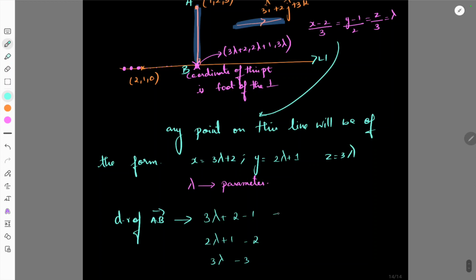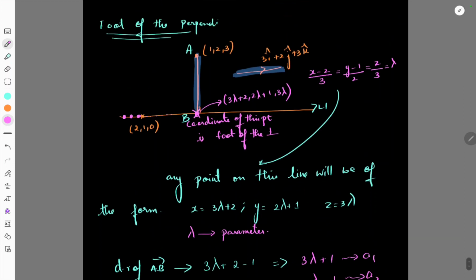Now we have to simplify this. 3 lambda plus 2 minus 1 is 3 lambda plus 1. 2 lambda plus 1 minus 2 is 2 lambda minus 1. 3 lambda minus 3 we keep as it is. So these are the directional ratios we have, let's say A1, A2, A3.